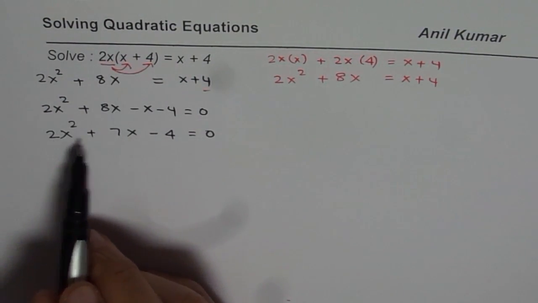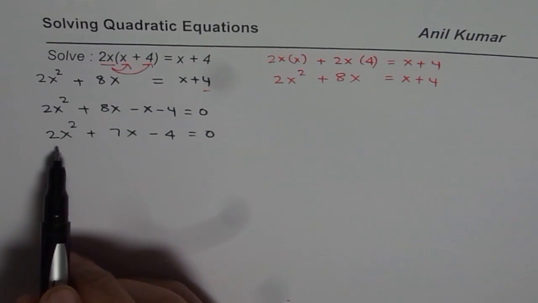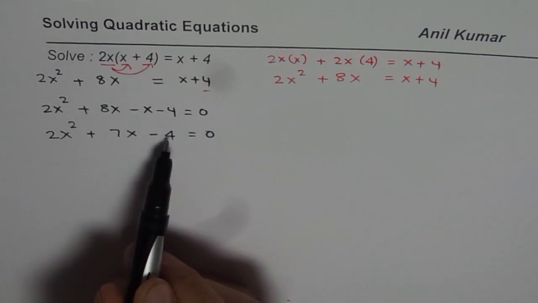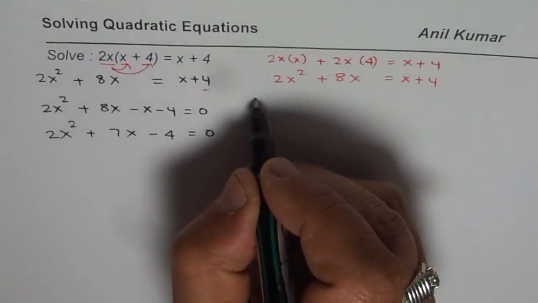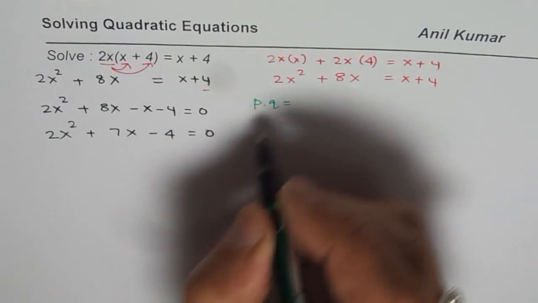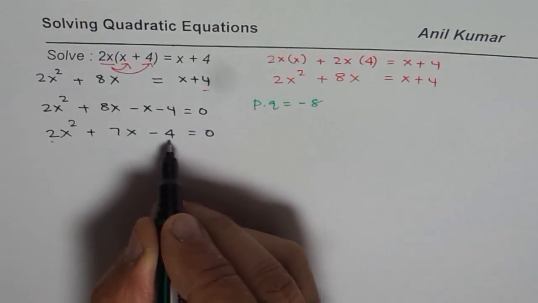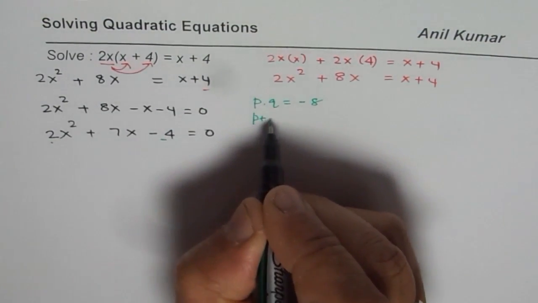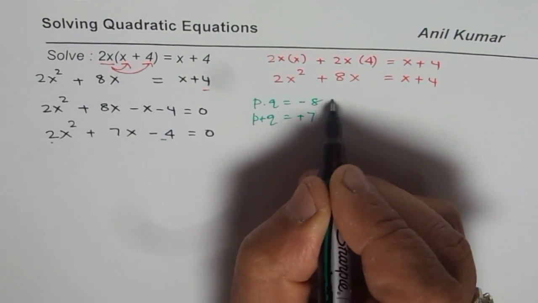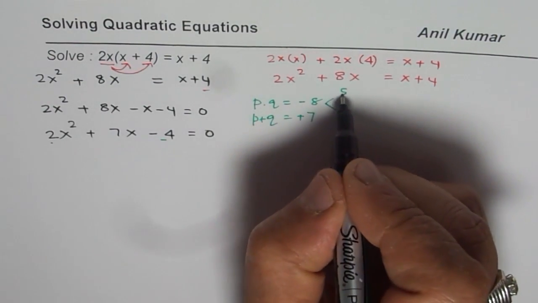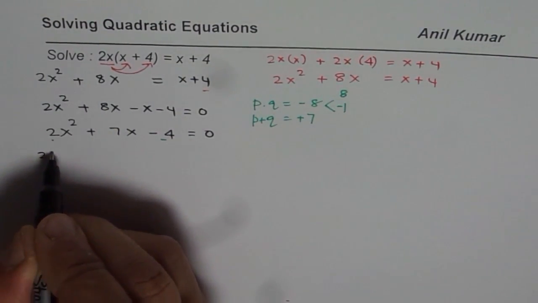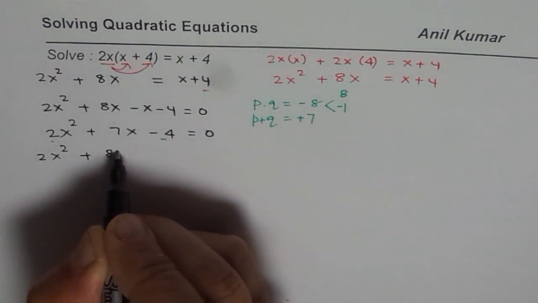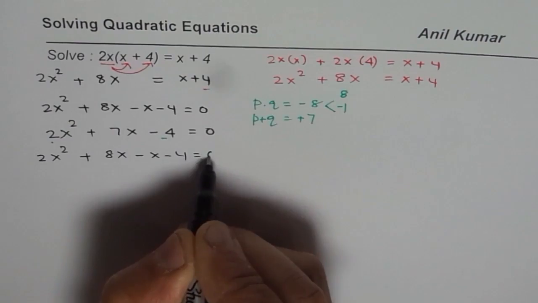Now here we could factor this using sum and product. We are looking for a product of 2 times minus 4, which is minus 8, and a sum of plus 7. So we're looking for two numbers whose product p times q will be minus 8, and when you add them, you should get plus 7. So what are these two numbers? These two numbers could be 8 and minus 1, right? So we will factor this trinomial. We get 2x squared plus 8x minus x minus 4 equals 0.